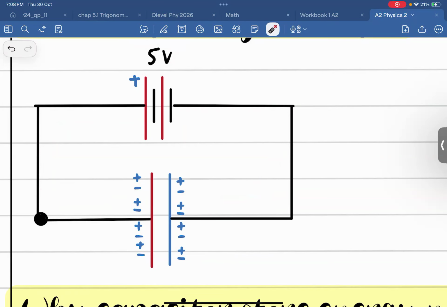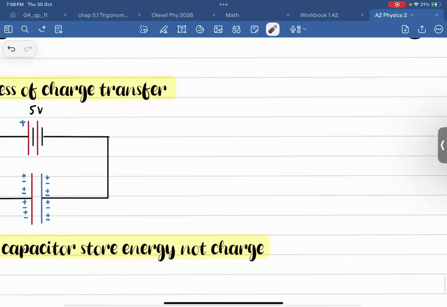If you provided the capacitor with more energy, then the charging will continue for a longer period of time. But if you have the smaller power supply, then the charging process will end soon, right? Is that clear, guys? Let me just write it down. I think it will be more helpful for you.